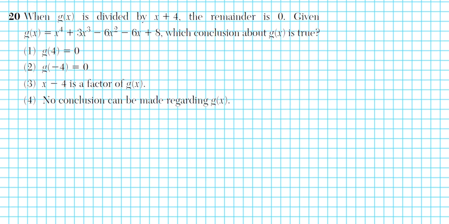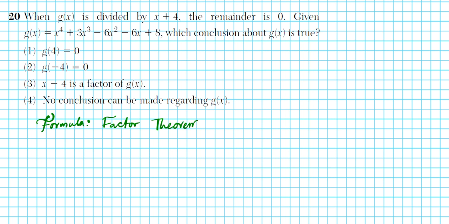Okay, let's look at number 20. It says when g of x is divided by x plus 4, the remainder is 0. Given g of x equals x to the 4th plus 3x to the 3rd minus 6x squared minus 6x plus 8, which conclusion about g of x is true? Let's recollect the theorem known as the factor theorem. The formula we're going to use here is the factor theorem.